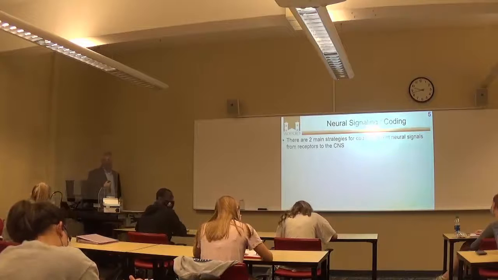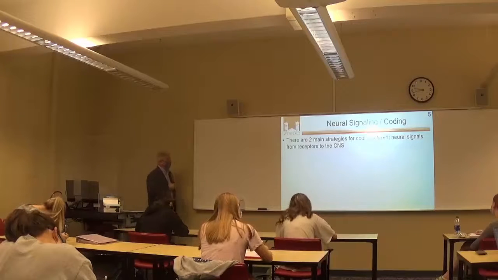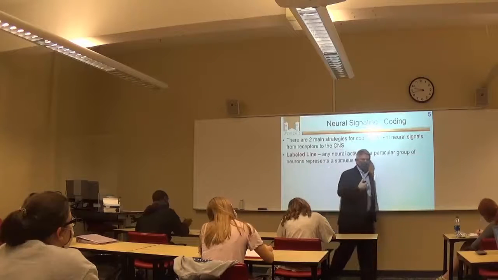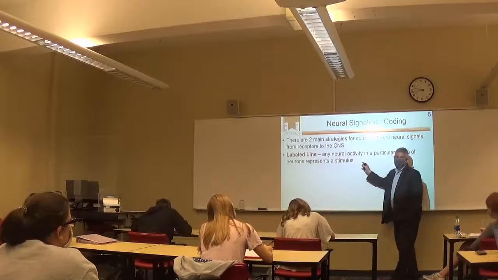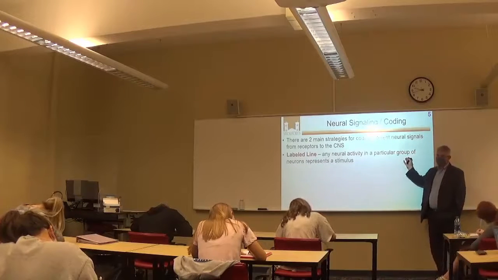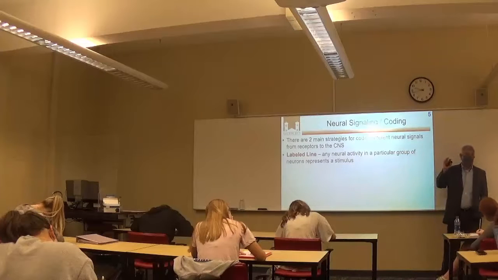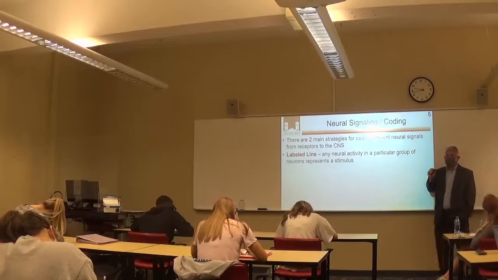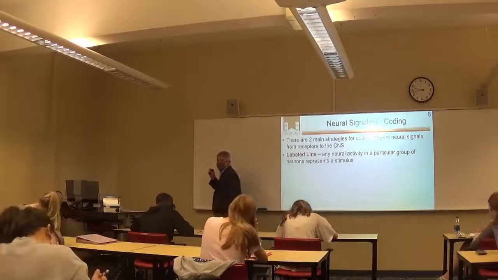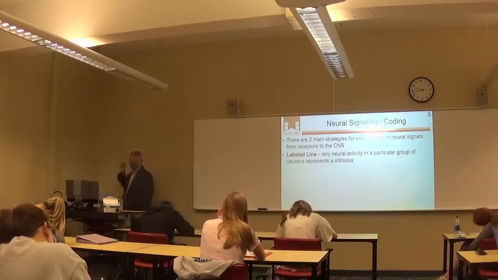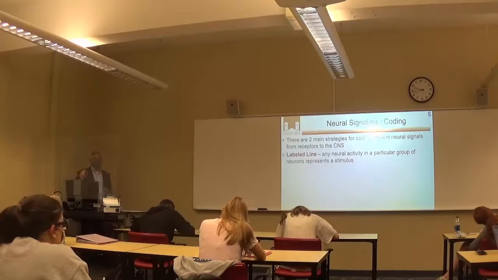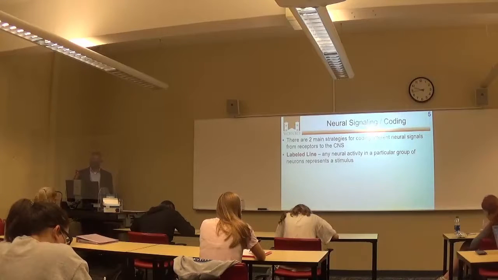All right. So in terms of coding, there are two ways that we do this coding. The first is called label line, and label line is just as the name sounds. It means that that line or that neuron is labeled to represent a particular thing, a particular stimulus. So anytime neuron A is active, it means there's sweet taste in our mouth. That would be an example of a labeled line. And the only thing that can activate neuron A is sweet taste, nothing else.